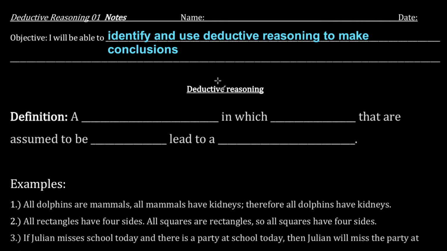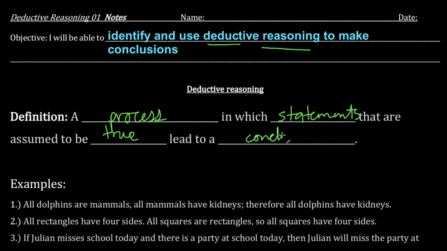So in this lesson, we're going to be talking about deductive reasoning, another method of reasoning. We're going to use it to make conclusions. But in order to do that, we must first understand what deductive reasoning is. Deductive reasoning is basically a process in which statements that are assumed to be true lead to a conclusion.